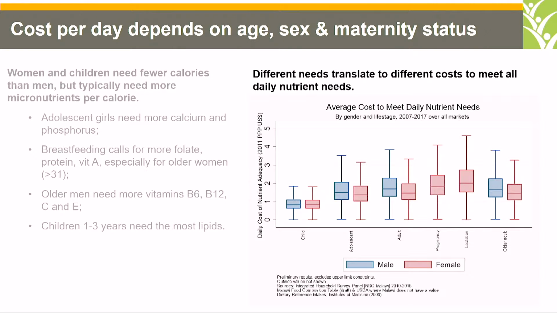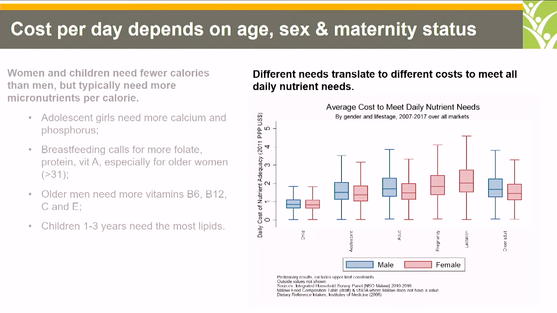And so what you see in this graph is a life stage across your x-axis, separated by gender. Males are blue and females are red. And you see the daily cost of nutrient adequacy on the y-axis, and it illustrates that different age and gender groups face very different costs every day to meet their nutrient requirements.